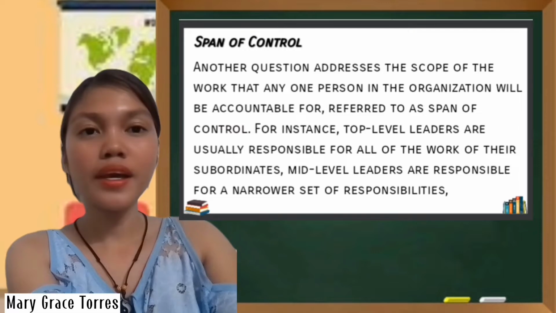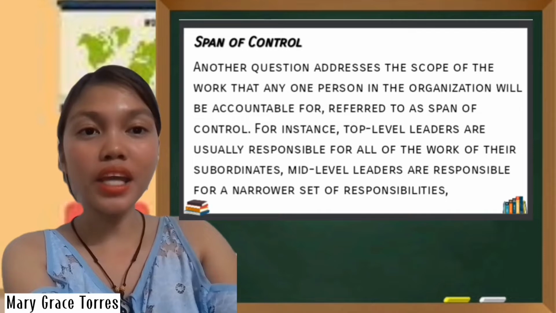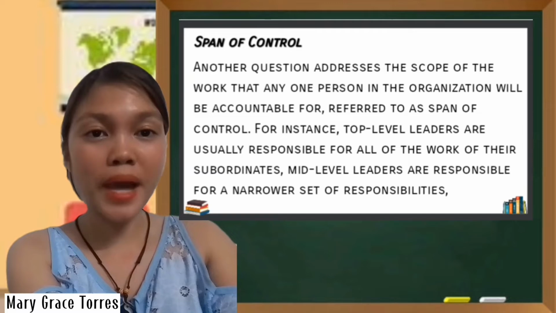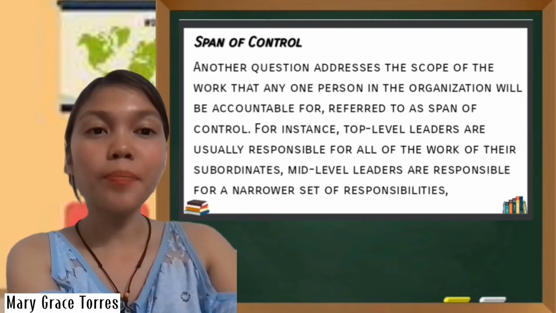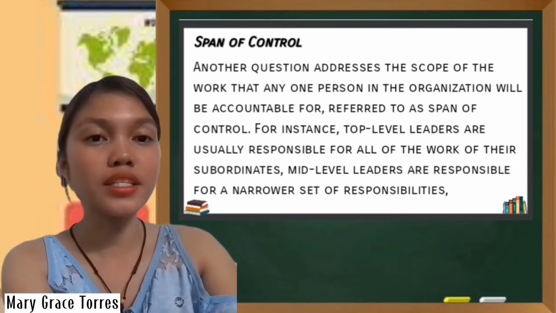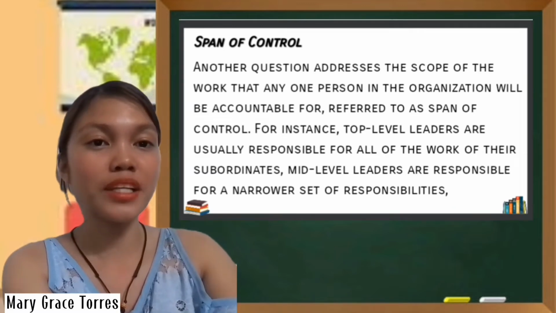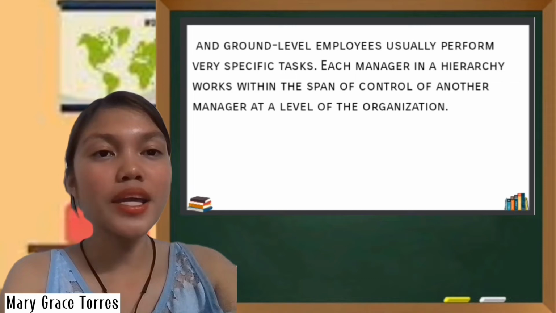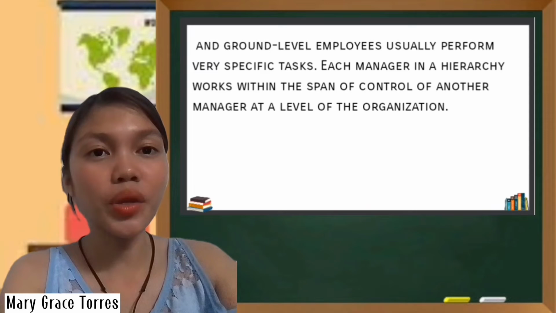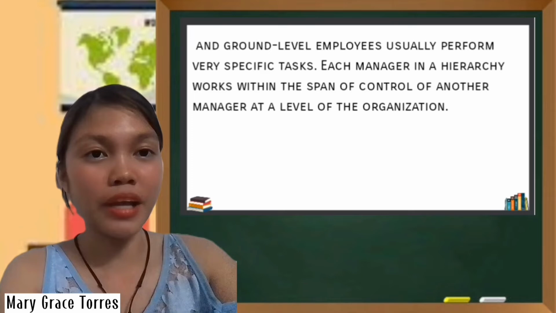Span of control. Another question addresses the scope of the work that any one person in the organization will be accountable for, referred to as span of control. For instance, top-level leaders are usually responsible for all the work of their subordinates. Mid-level leaders are responsible for a narrower set of responsibilities. And ground-level employees usually perform very specific tasks. Each manager in a hierarchy works within a span of control of another manager at a higher level of the organization.